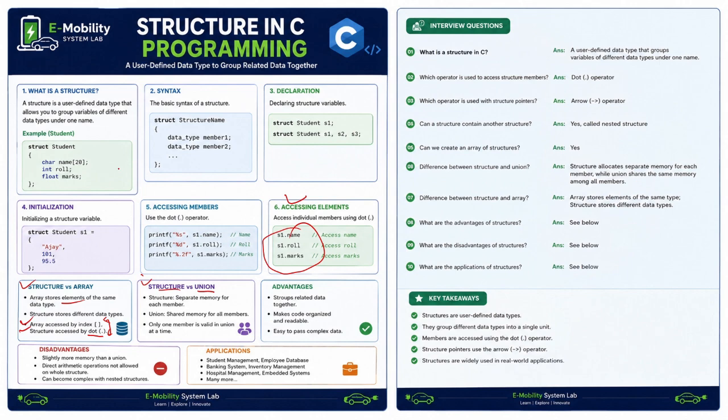So in a union there is shared memory. Always remember there is shared memory for all the members. But in a structure the memory is separate for each member. Only one member is valid in a union at a time.